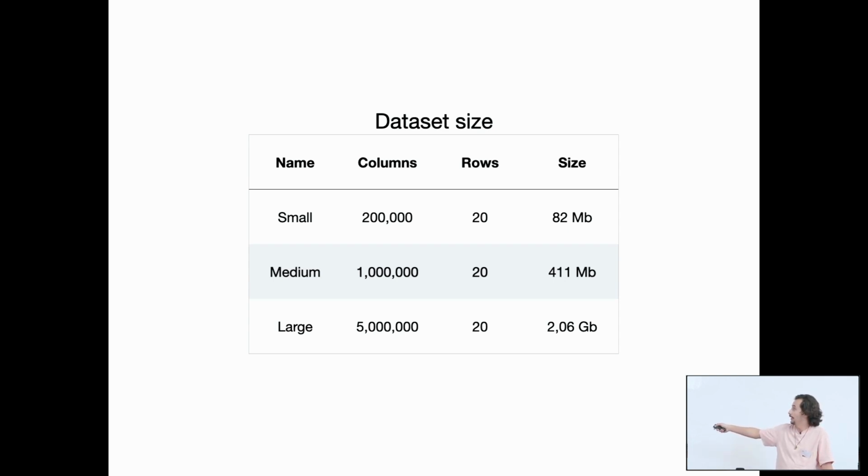One is small, about 82 megabytes in size with 200,000 columns and 20 rows. That is a stable number. A medium one with 1 million and a large one with 5 million. So we see that we increase the size of the datasets by 5 each time in the columns.